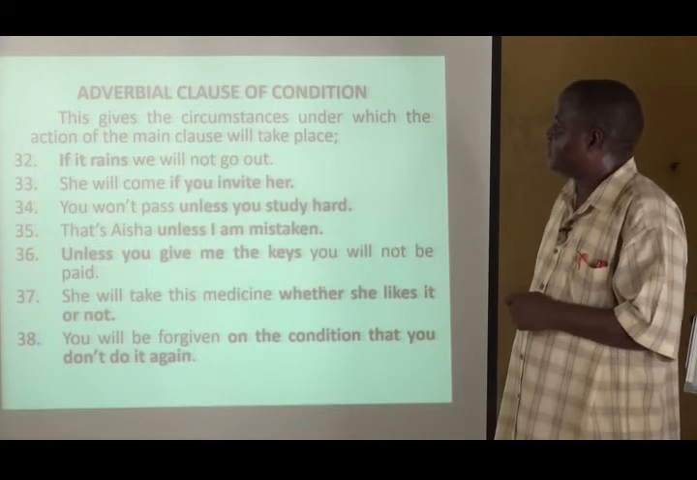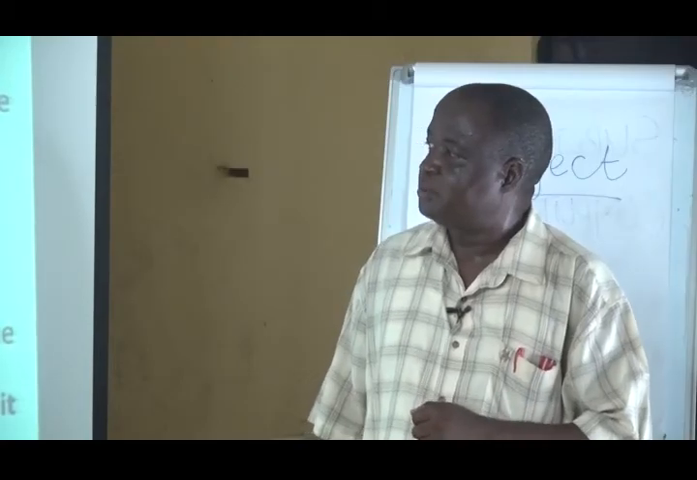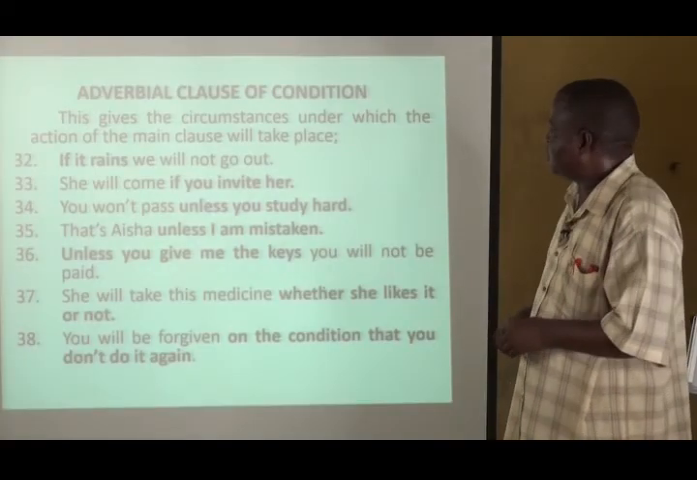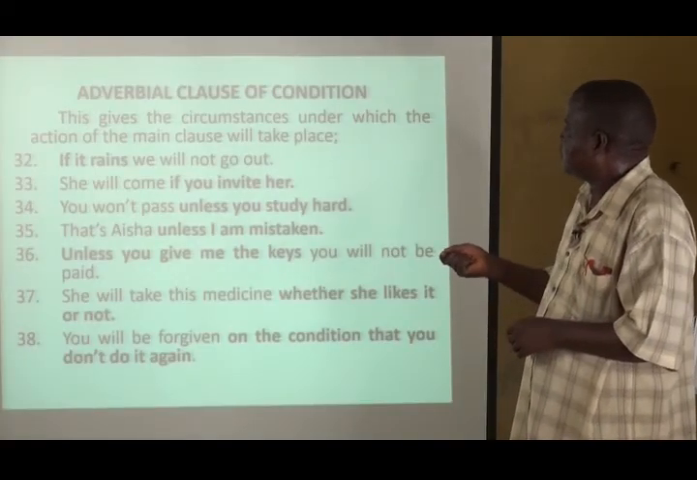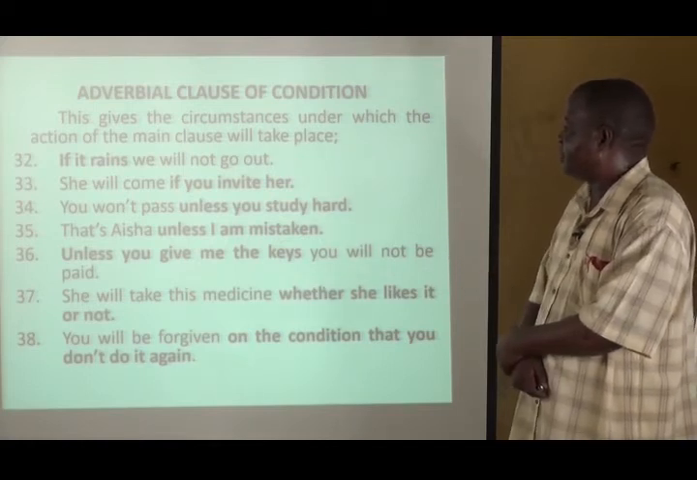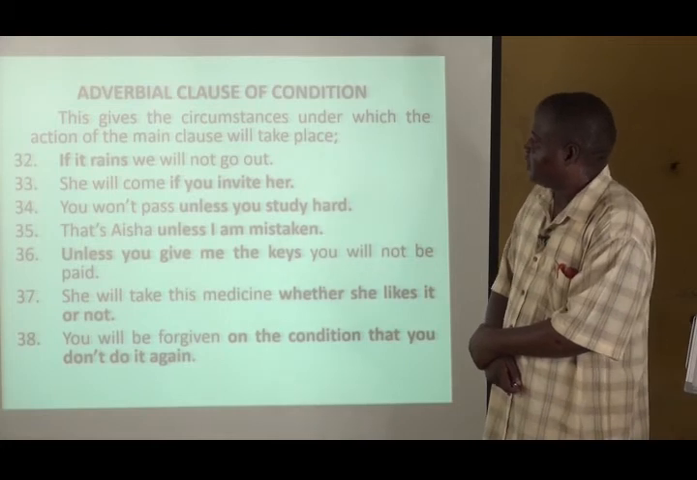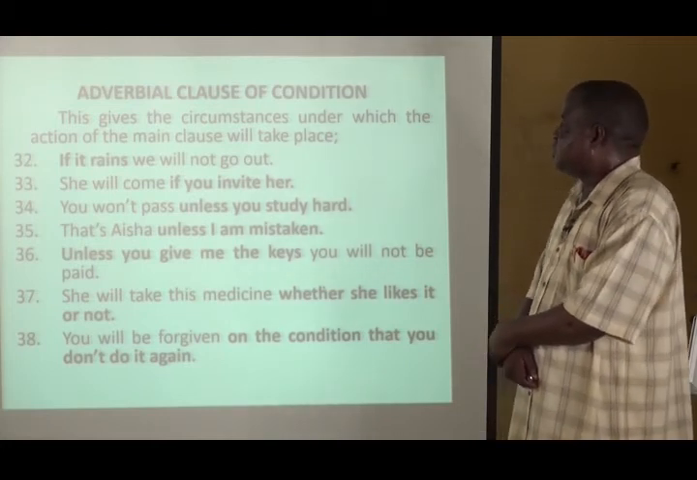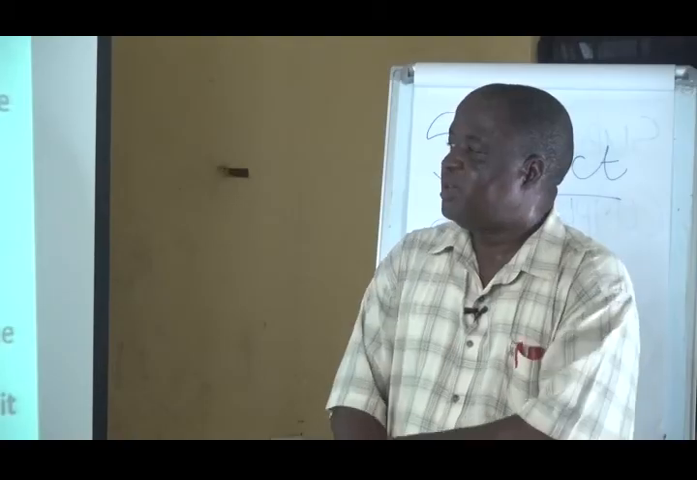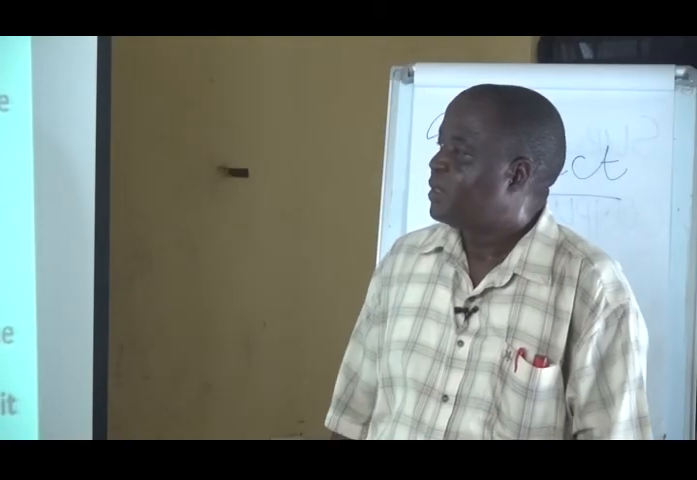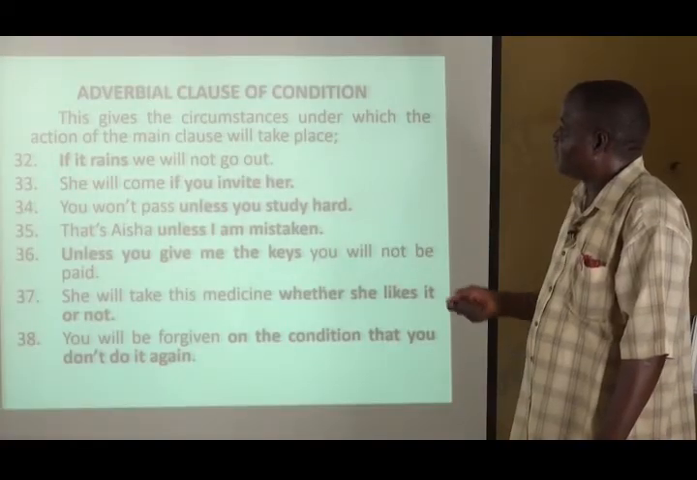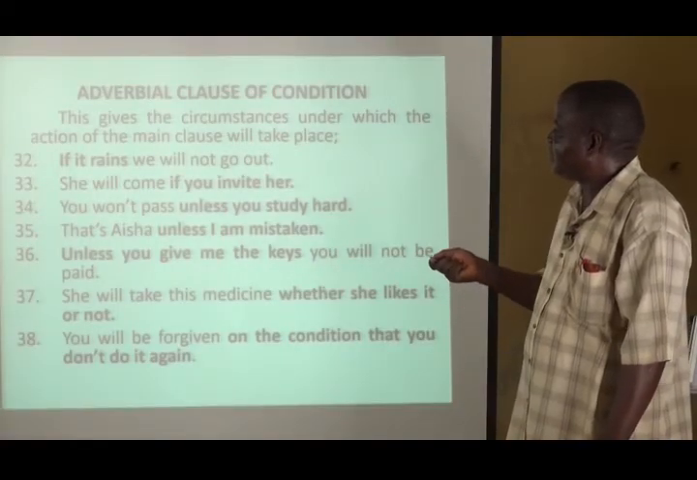32. If it rains, we will not go out. If it rains, it's our adverbial clause of condition. Will not go is our verb. 33. She will come if you invite her. If you invite her is our adverbial clause of condition. Our verb that is modified by this is will come.